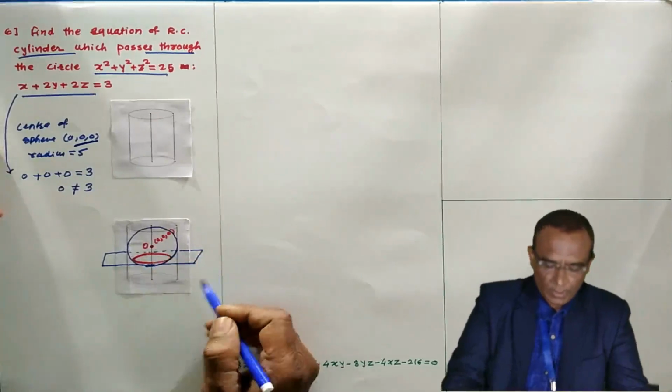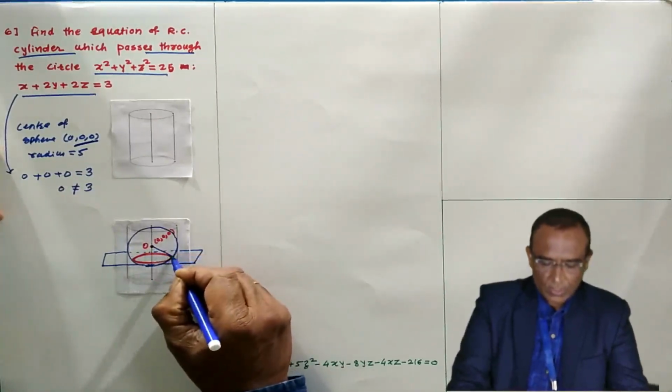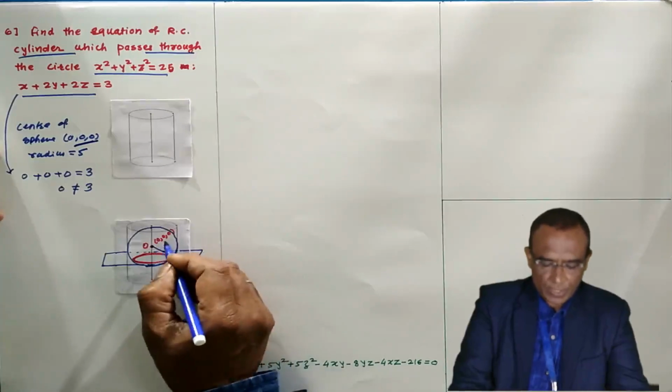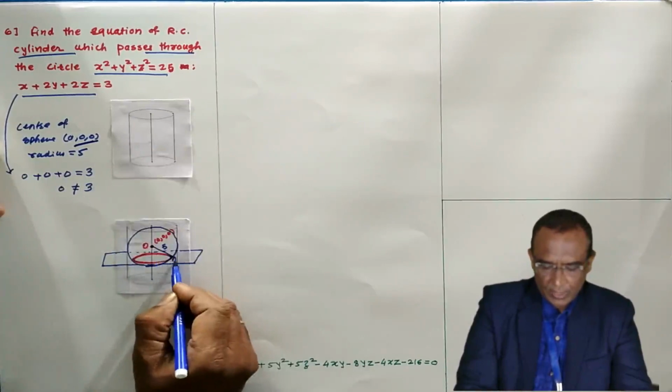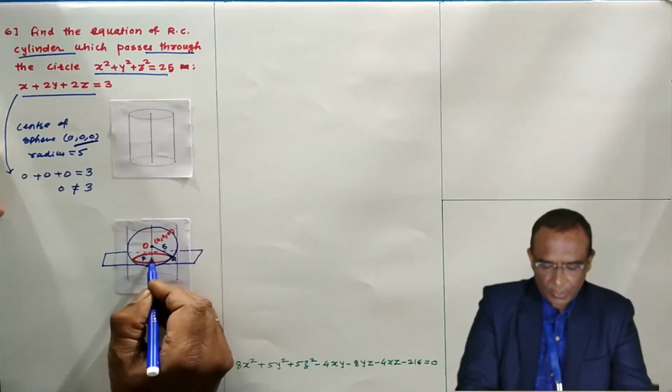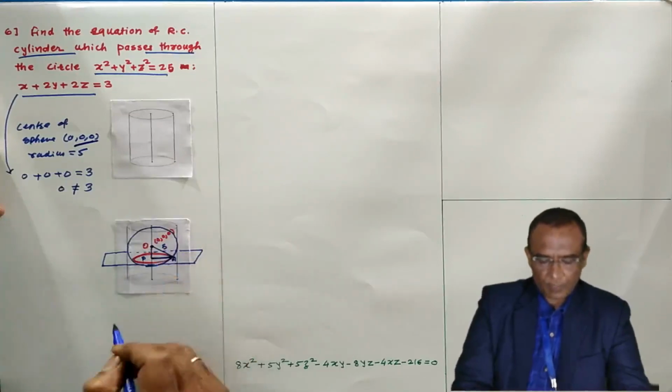sphere. If I join these 2 points, then this is the radius of the sphere. The radius of the sphere is 5. I am going to join this A, this P, this point. Draw a perpendicular on the axis. This is a right angle triangle.